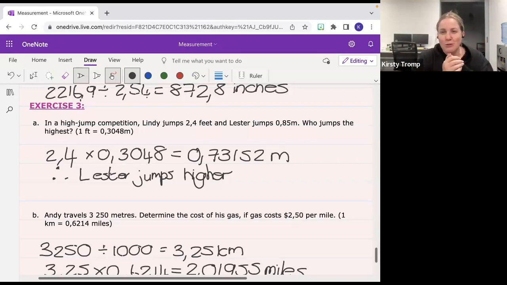Okay, Ratel, so 0,85 will be higher, because, there you are, 0,85 is higher than 0,73. If we put the ruler up and looked at 0,85, that one would measure higher than 0,73 would. So who had jumped higher? Therefore, Lester had jumped higher. Does that make sense? Yes, ma'am. Thank you. You're welcome.